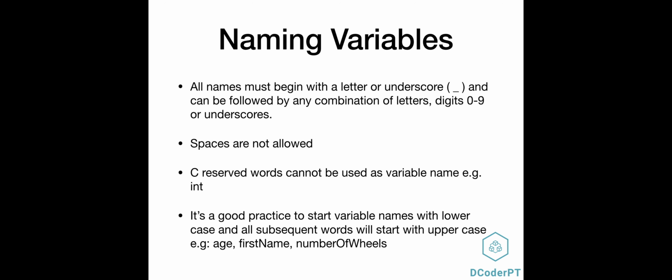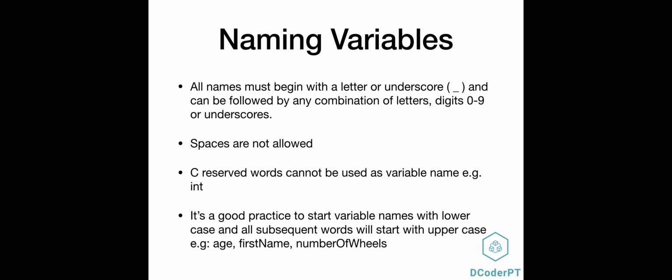So, some conventions about the naming of variables and some rules that we need to follow. All names must begin with a letter or an underscore. You cannot start with a numeric digit, and the name can be followed by any combination of letters, digits, or underscores. So these are the characters that are allowed and the rules for the first letter that we need to follow. Variable names cannot contain spaces.